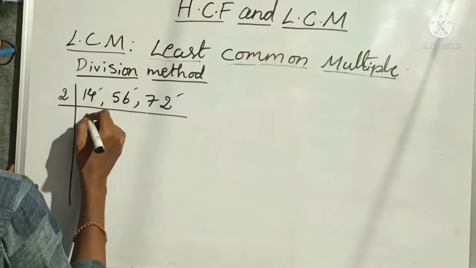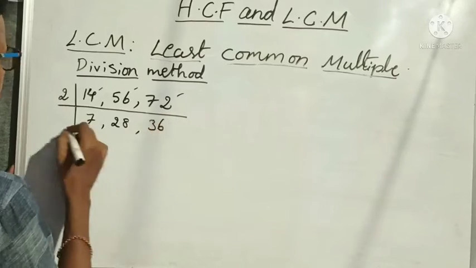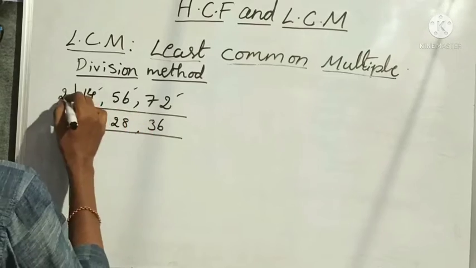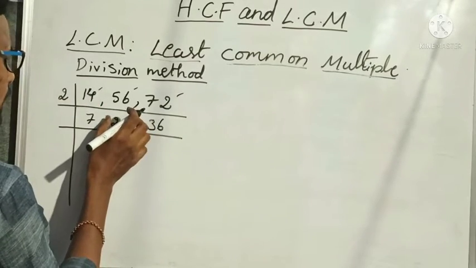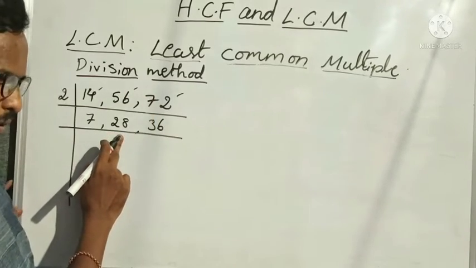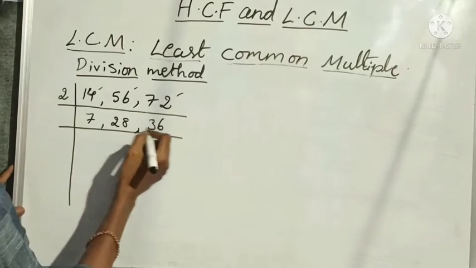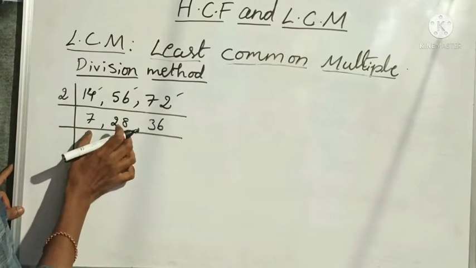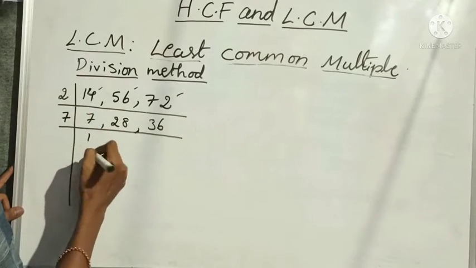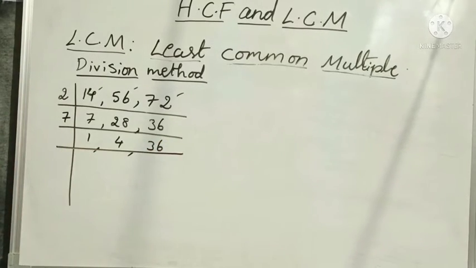So 2 table, 2 7s 14, 2 28s 56 and 2 36s 72. I already said, now I am saying, listen: if you don't know the 2 table directly, take half. Half of 56, how much? 28. Half of 72 is how much? 36. So now again 7, 28, 36. I hope everyone knows the 7 table, right? 7 1s 7, 7 4s 28. So I am taking the 7 table here. 7 1s 7, 7 4s 28, and 36, like that only.